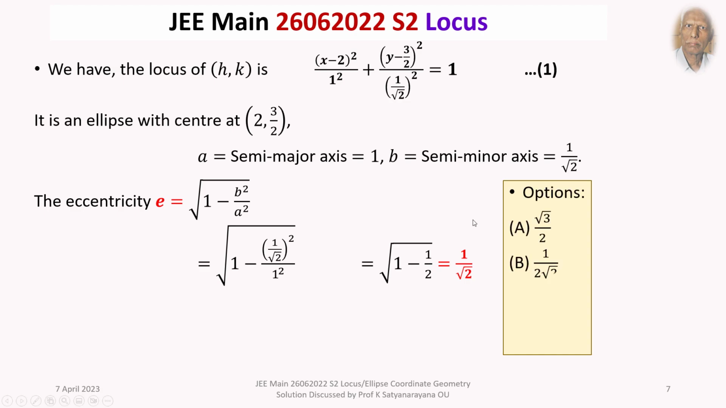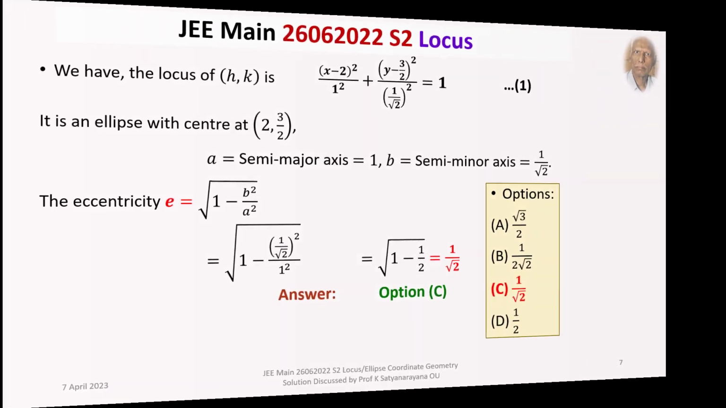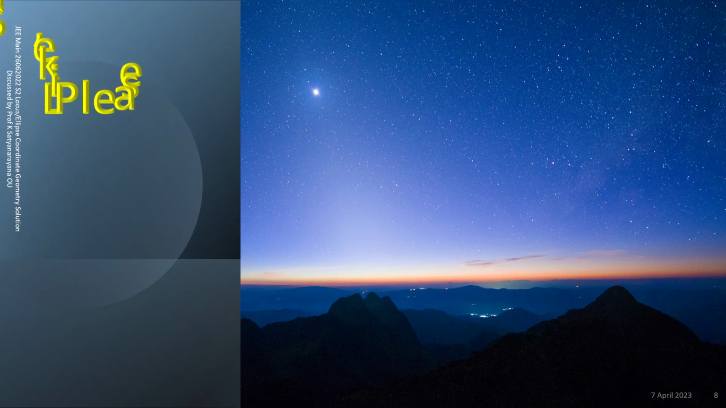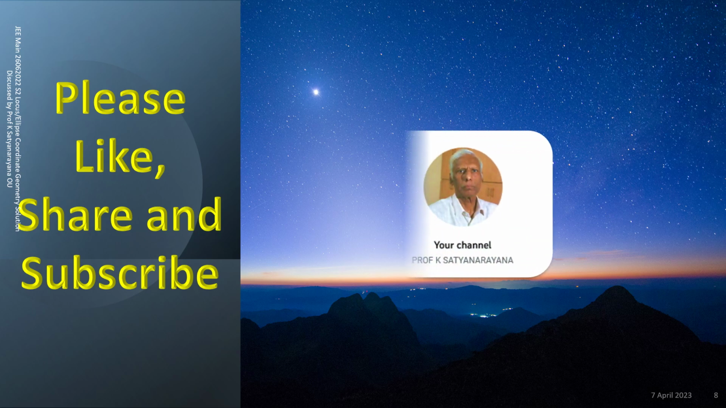So let's look at our options. Our answer 1 by root 2 appears against option C. Therefore, the answer to this question is option C. That is the detailed discussion of the solution of the problem on the locus in the context of a given ellipse. It is not a difficult problem. It is definitely an easy problem. I am sure that you have understood the solution of this problem and I wish you all the best. Thank you.